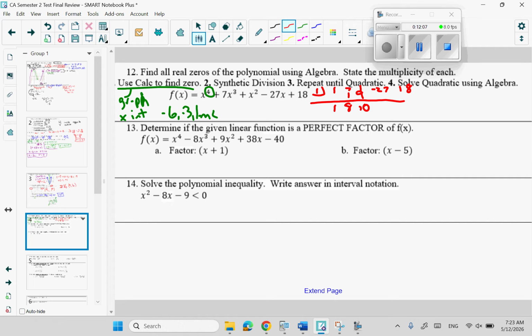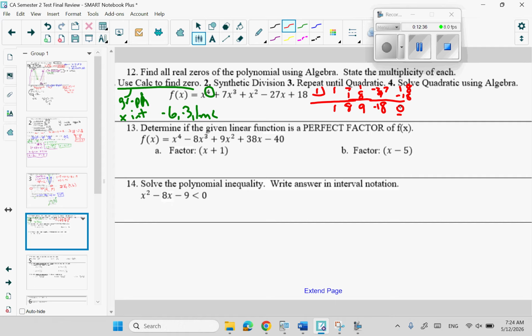Did I mess up somewhere already? Drop the 1. 1 times 1 is 1. 7 plus 1 is 8. 1 times 8 is 8. 1 plus 8 is 9. 1 times 9 is 9. -18 plus 18 is 0. It works because I have a 0, but this is still not a quadratic.